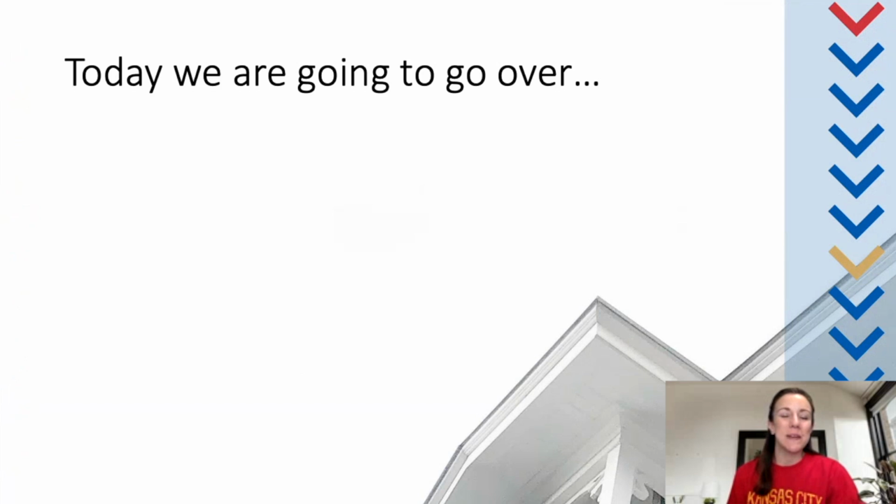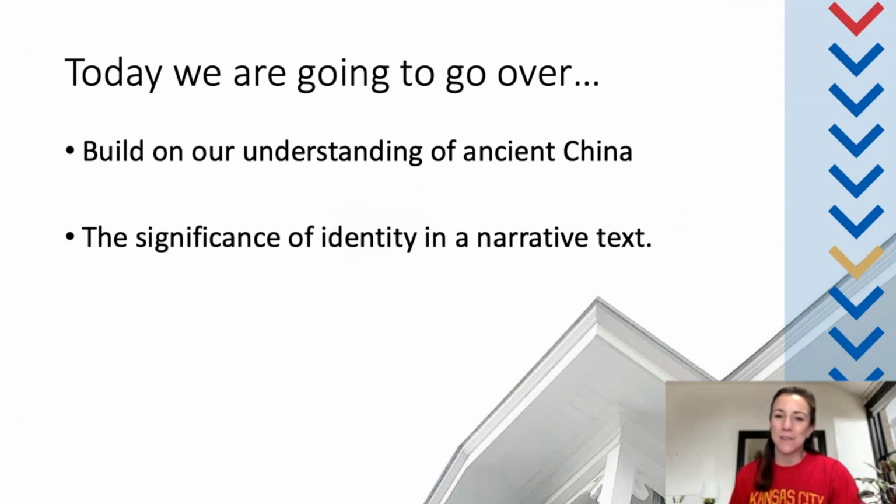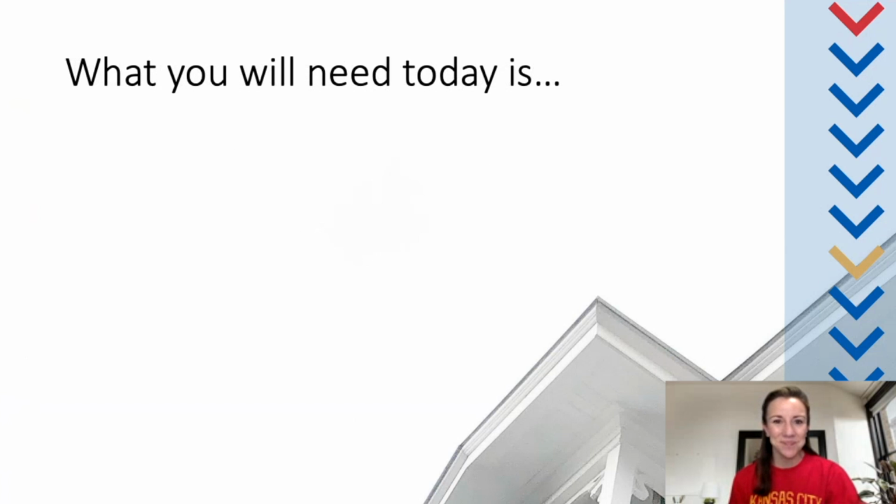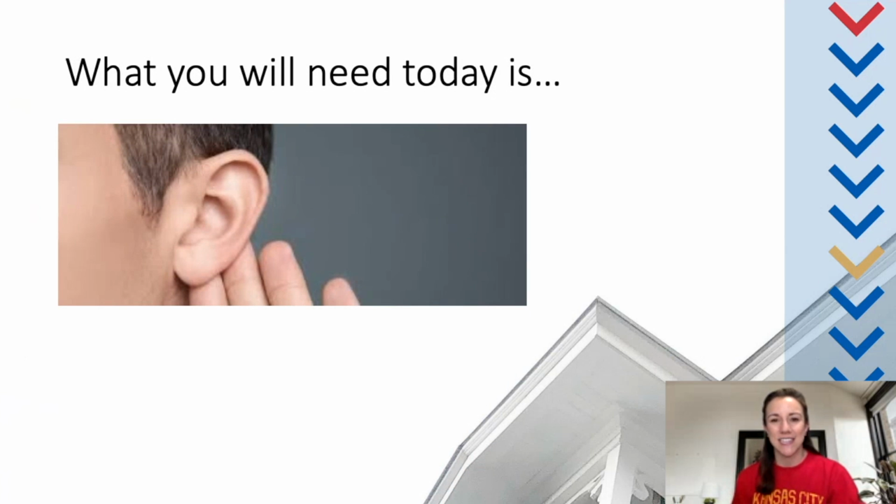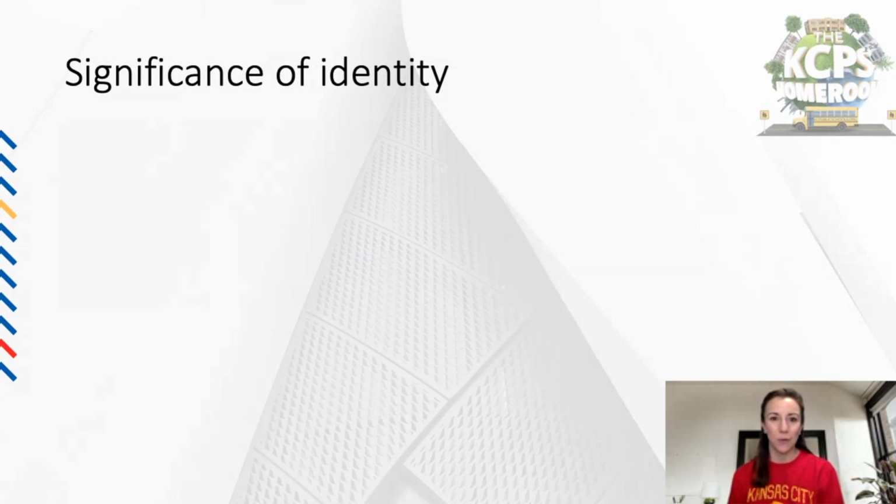We are going to be building on our previous few episodes' knowledge on ancient China's history by adding some more English-driven objectives for the day, specifically around the significance of identity in a narrative text. I'm so excited for you all to be practicing along with me today. Today, you will just need your listening ears. I'm going to share a story. We're going to be talking about what elements of that story relate to the identity of the narrator, and then who is this potential speaker of this story.